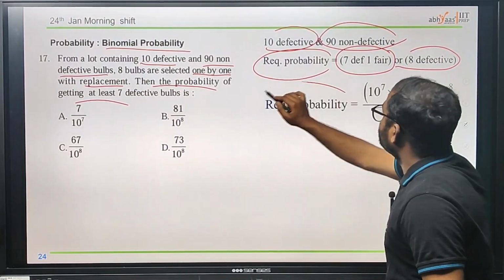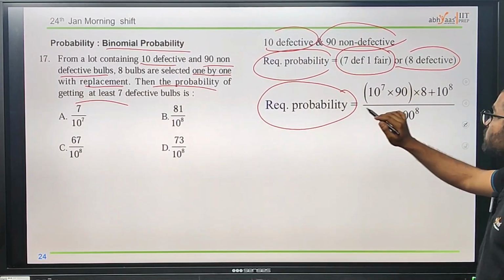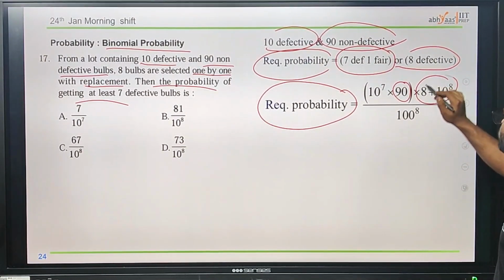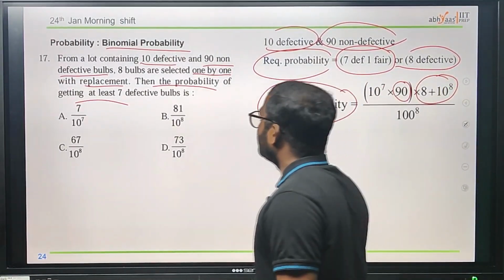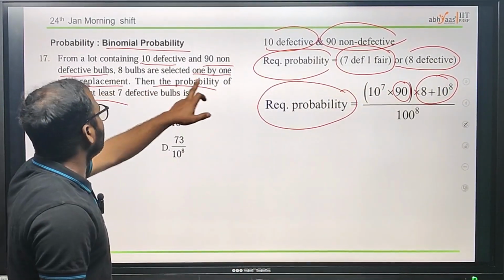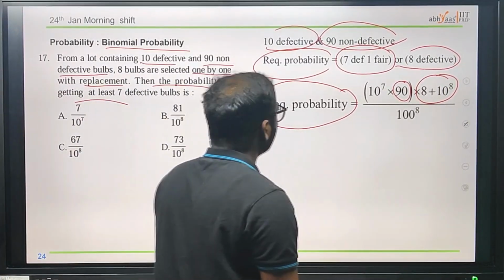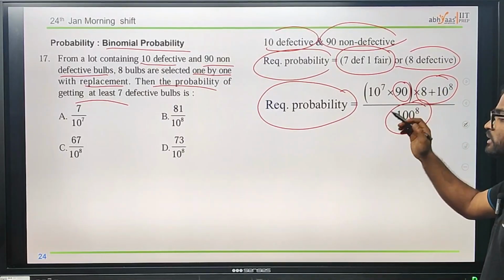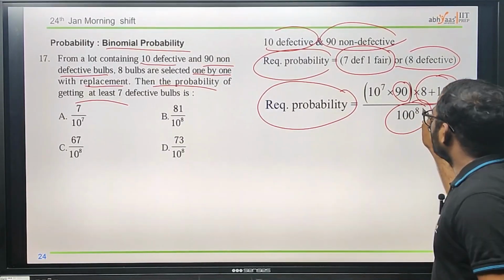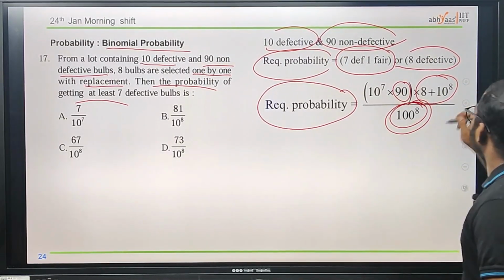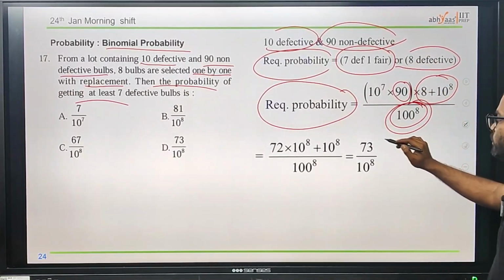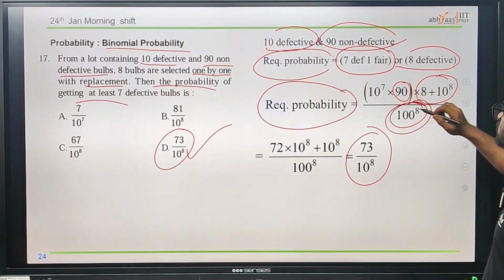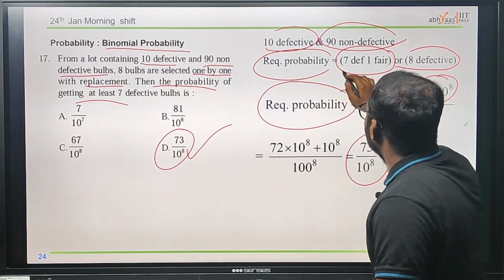Therefore the required probability will be for 7 defective as 10 power 7 and 1 fair as 90, plus 8 defective, which is 10 power 8 ways. We are checking one by one with replacement. I hope you understood. And divided by the total number of outcomes, which is 100 power 8. That's how we get the answer as 73 by 10 power 8. Just a simple thing, you just have to think about it.